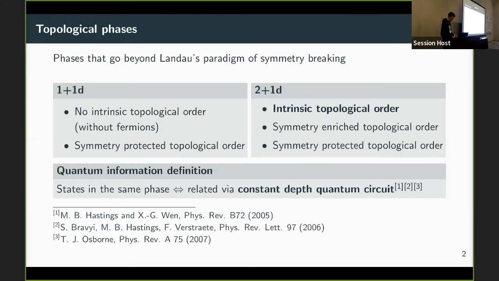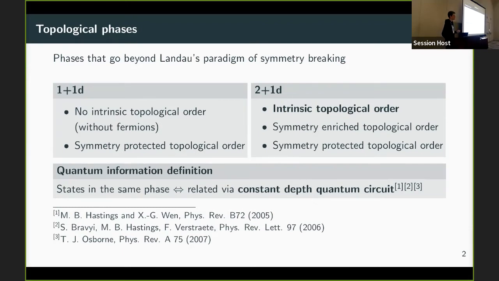Since this talk is about topological phases and mapping between topological phases, just some background. So what are topological phases? We already heard quite some things, so just to recap. These are phases that go beyond Landau's paradigm of symmetry breaking of local order parameters. So what is the situation? In 1+1D, there is no intrinsic topological order, as we already heard before. Some people would argue that if you include fermions, there would be some topological order there. I will not be talking about that.